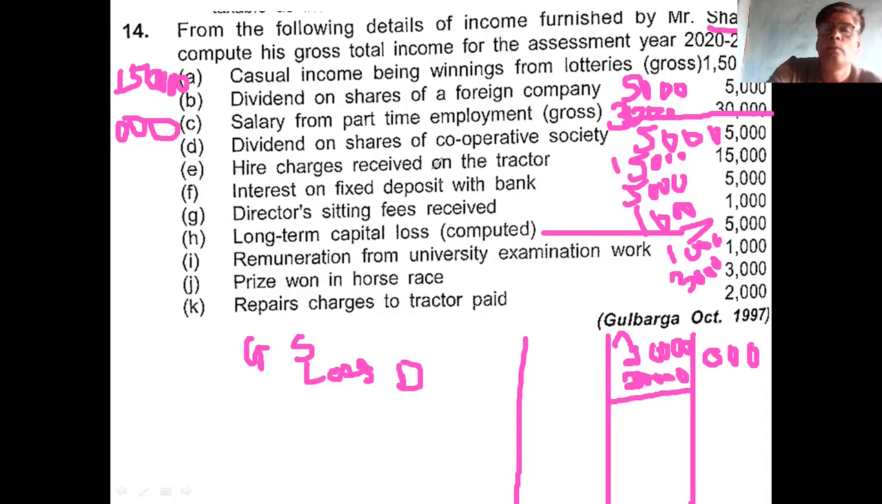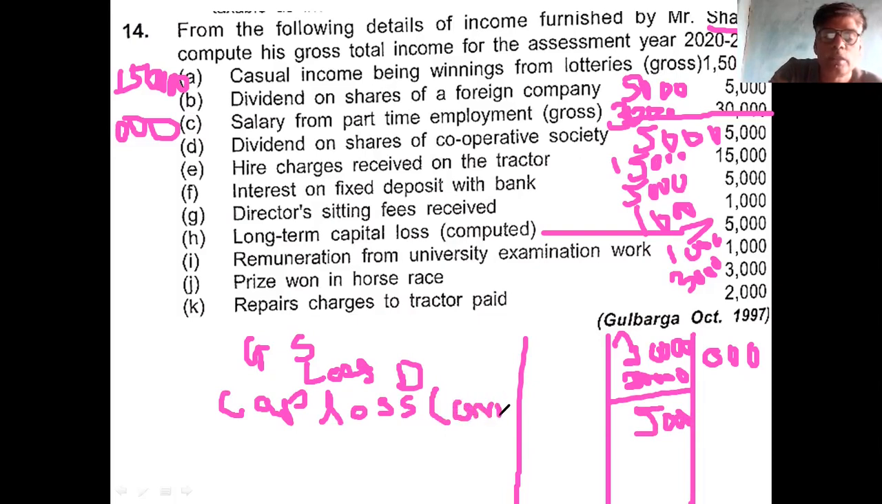Okay, house property point is not there. Then business income is not there. Next you write capital gain. Capital loss is there. You write capital loss in the middle column. That capital loss is long-term capital loss 5,000. You write 5,000 and for this in the bracket you write carry forward. You write as carry forward to next assessment year.